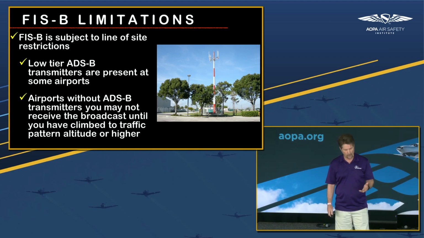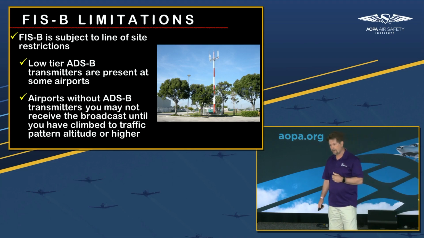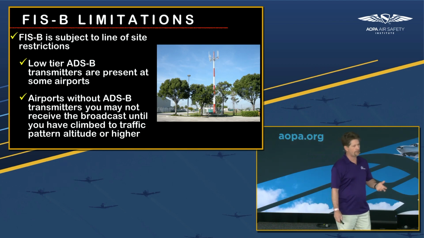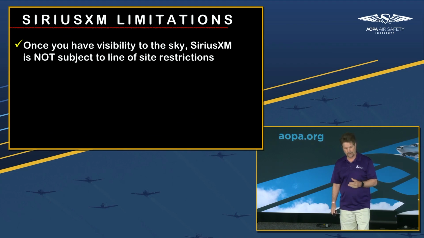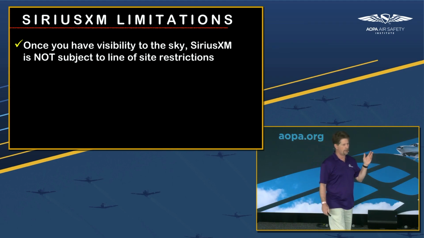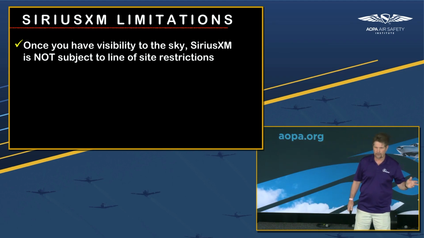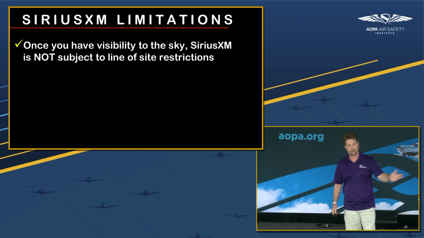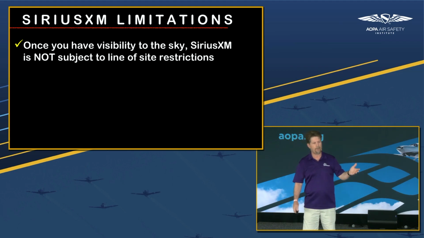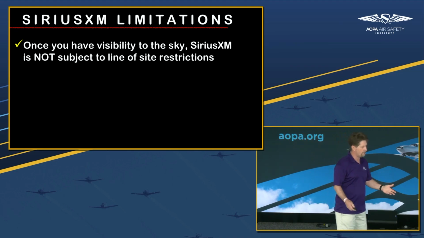And so at airports without an ADS-B tower on the field, you're not going to get information until you get at least up to traffic pattern altitude, or sometimes higher, depending on where you are in the country. But with SiriusXM, once you pull your airplane out of your hangar and you have visibility to the sky, you can collect all the weather data. So you have a complete picture before you depart. And yes, with FISB, you can get it on your iPhone or your iPad through the internet, through cell service and such.